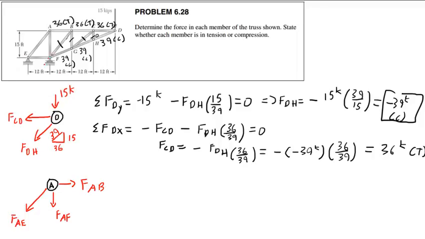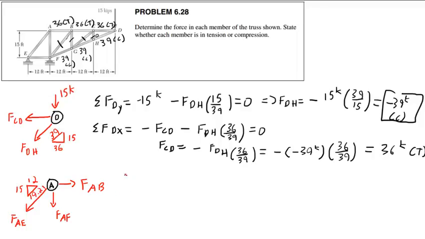Now I could easily just solve for the reactions. It wouldn't be that hard. We could solve for that pretty easily. Oh, I need my force triangle here. So this is going to be 15, 12, and 15 squared plus 12 squared, square root, 19.21.